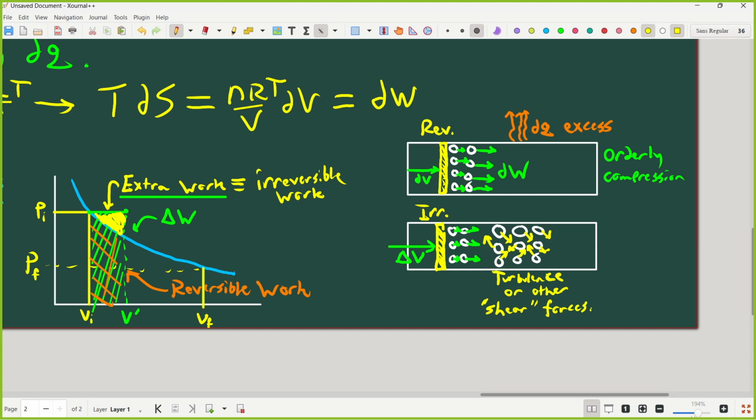When you do something irreversibly, you have to fight these things, right? All that extra energy is going to flow into these modes, which resist the compression because things aren't moving orderly, and it requires you to put a little more energy into it to get to the final state. That's that extra work.